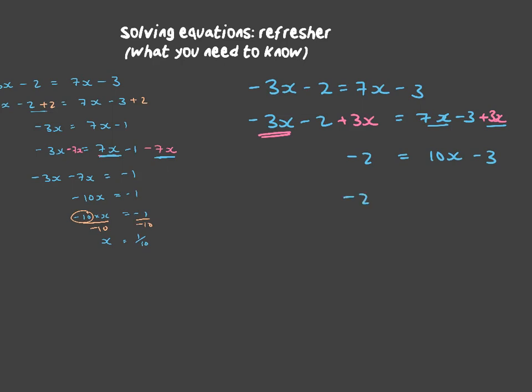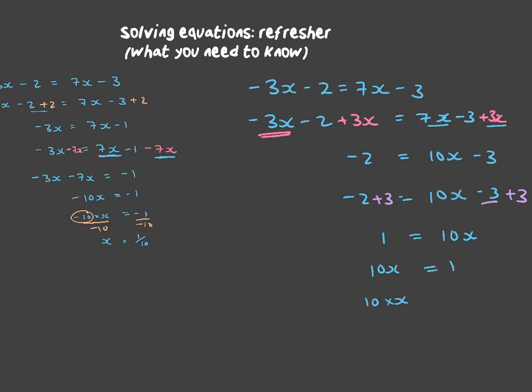Okay, dokie, so how do I get rid of this negative 3 on the right-hand side? You need to add 3 on the right-hand side, and you need to add 3 on the left-hand side. Okay, so what happens now? Minus 2 plus 3 is positive 1, and positive 1 then is equal to 10x, because minus 3 plus 3 is 0. So that, of course, is the same as saying 10x is equal to 1.